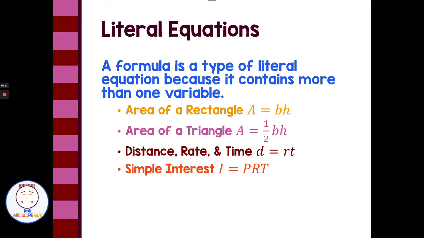A equals b times h, the area of a rectangle. Area of a triangle, 1/2 base times height. Distance, rate, and time: distance equals rate times time, or d equals rt. And the simple interest formula, I equals prt.